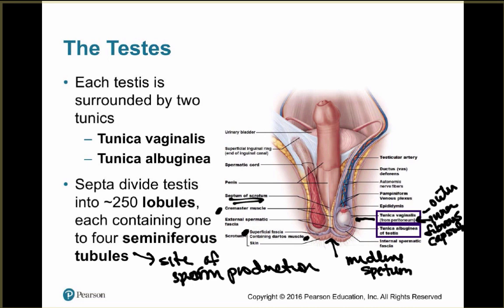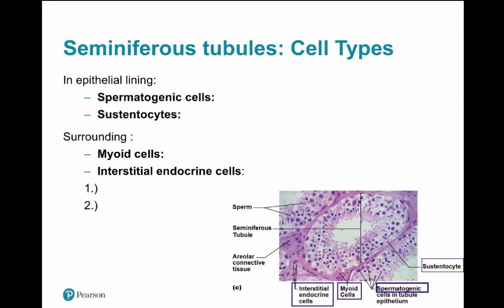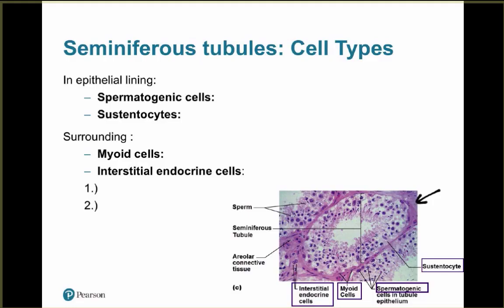Now, let's take a little bit of a look. In a few minutes, we're going to get closer into the testes so that you can see these lobules and the seminiferous tubules. But first, we're going to talk about what important cells are within the seminiferous tubules that help with the production of sperm itself. You can see this whole picture here. This whole area right here is the seminiferous tubules. In the epithelial lining here, we're going to talk first about the spermatogenic cells, and these are the actual sperm-forming cells.